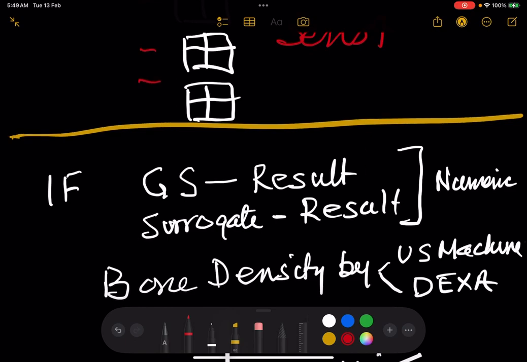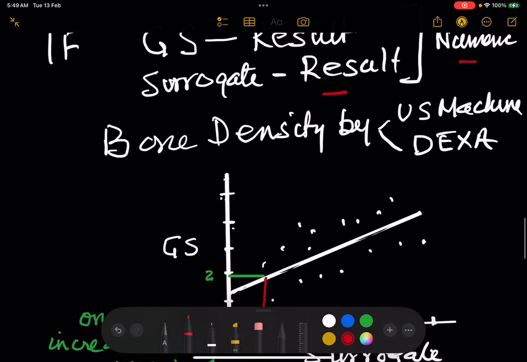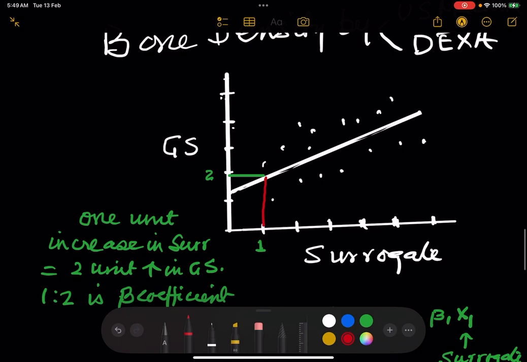Now, if the gold standard results are not yes or no, but numeric, so gold standard and surrogate results are both numeric. For example, you are testing bone marrow density by ultrasound because DEXA cannot go to villages and you are trying to do a community research. Then surrogate values 1, 2, 3, 4 are on the x-axis and gold standard values are on the y-axis, and each dot represents the junction of the value by ultrasound and gold standard.